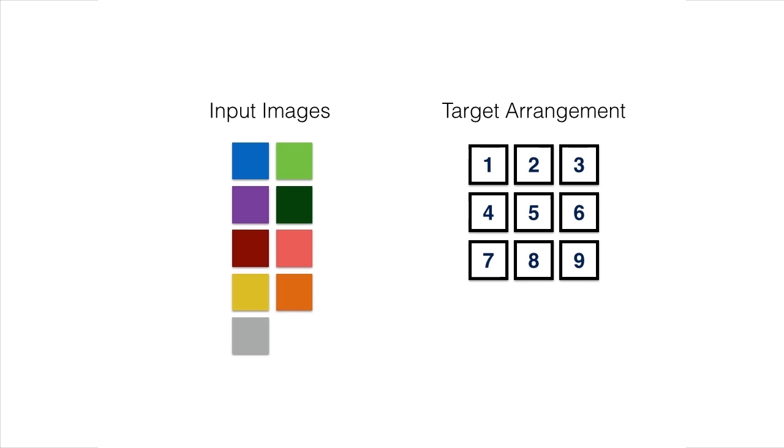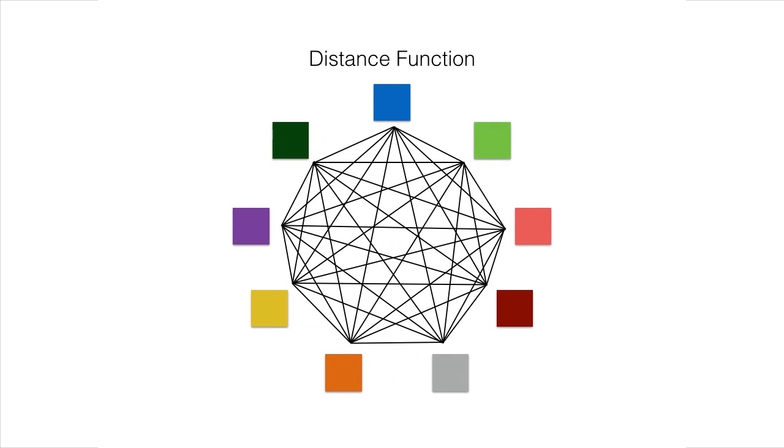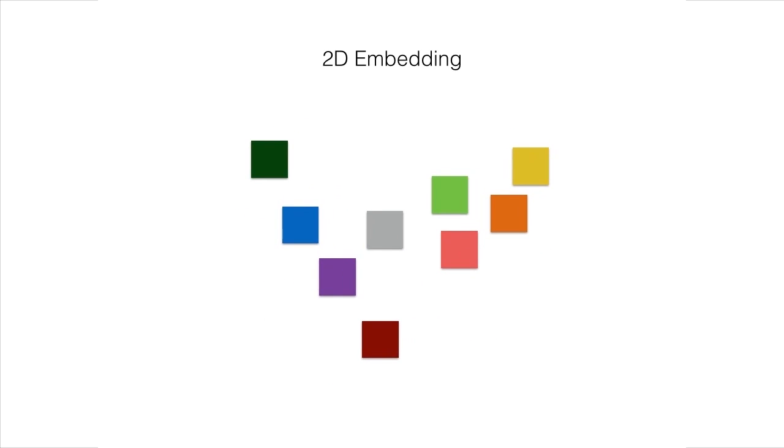The input is a set of images and the target arrangement to which the images must be assigned. Some distance function, or set of non-metric pairwise distances, is used to assign weights to every edge of a complete graph on the input images representing the pairwise similarity. Dimensionality reduction, such as IsoMatch, is used to embed this graph onto the continuous 2D plane while preserving distances.